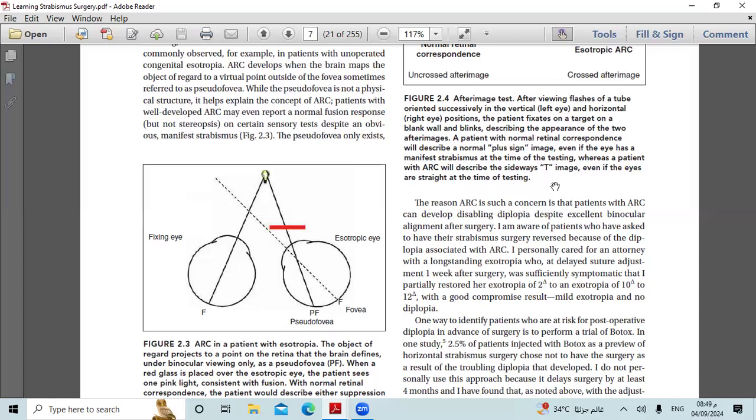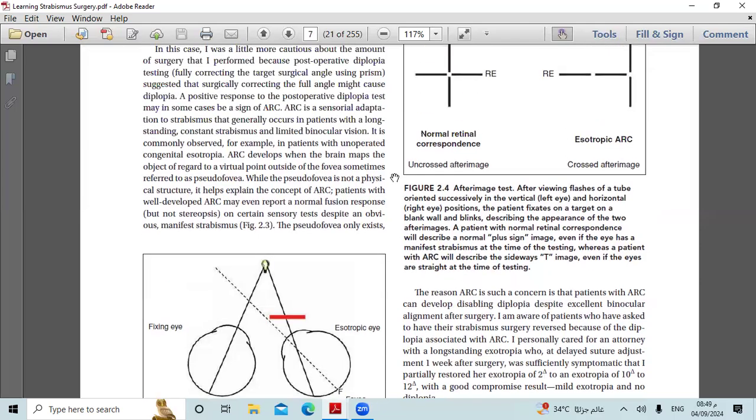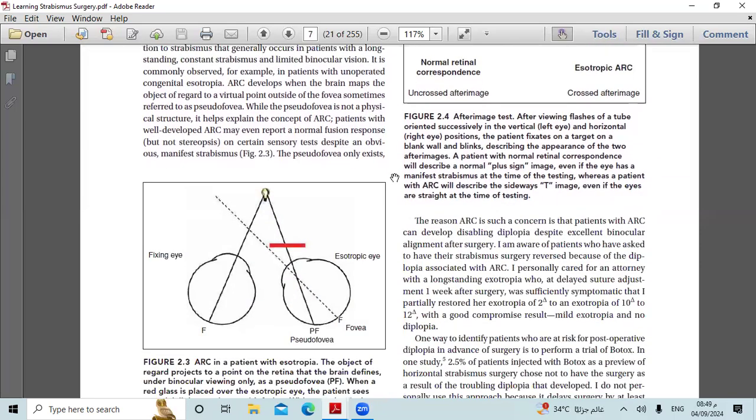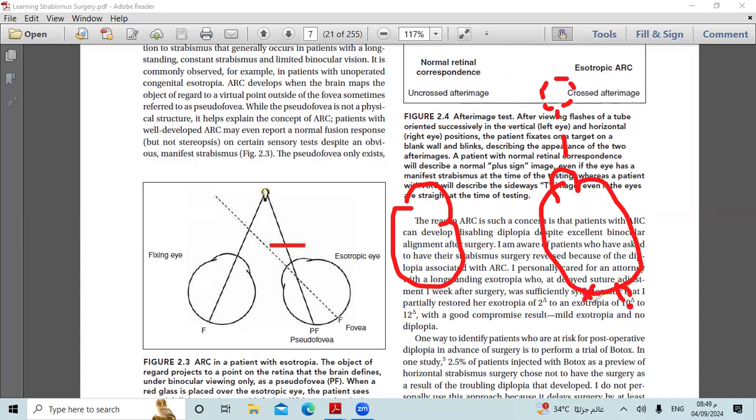Okay, let me just add some points here about normal retinal correspondence and abnormal retinal correspondence. The normal retinal correspondence, if we have, let me just make a new image, try to draw. Okay, so we have an object here, and this object will go to the nasal retina here at point A. I hope it's clear. Maybe it's not very clear. And to the peripheral retina at the point B.